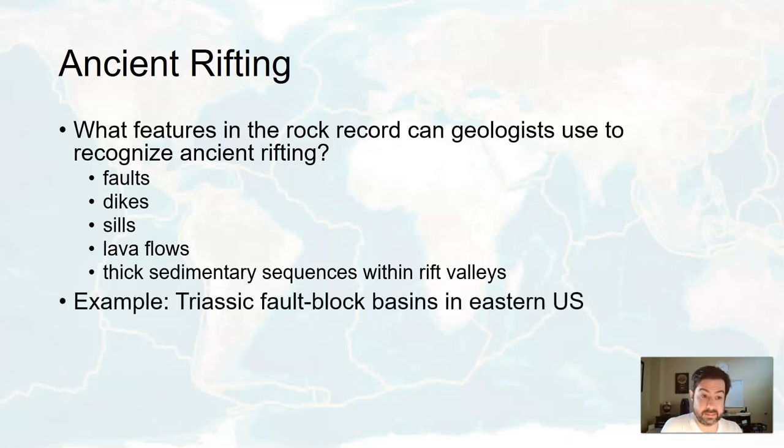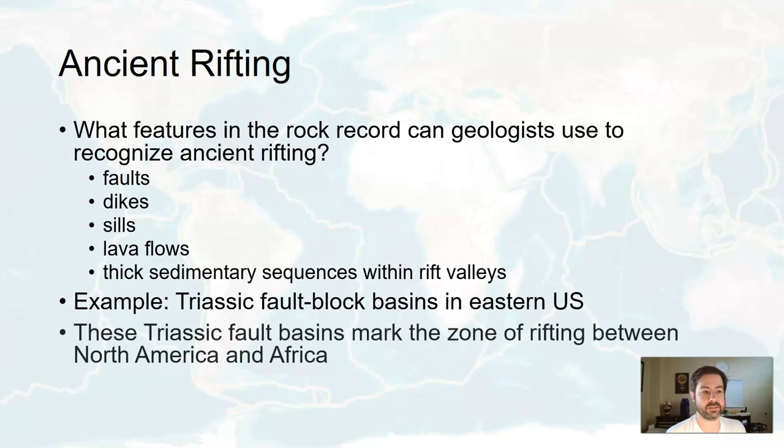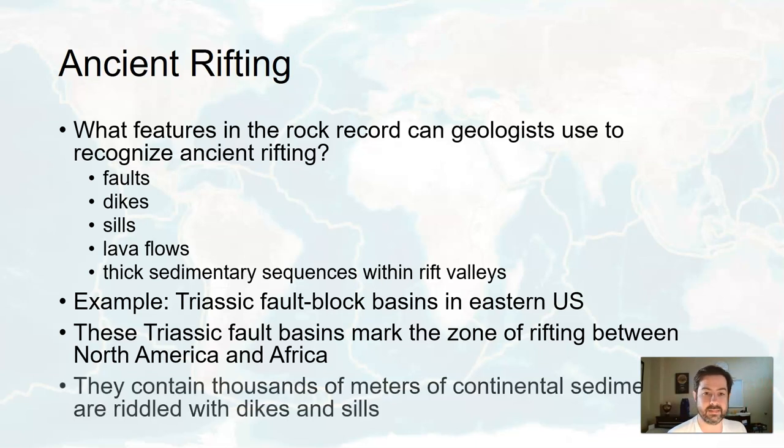Another example of this, an ancient rifting, is the Triassic fault block basin in the eastern U.S., which shows rifting between North America and Africa after Pangaea began to break up. Pangaea being a supercontinent, where all the continents on Earth were connected.